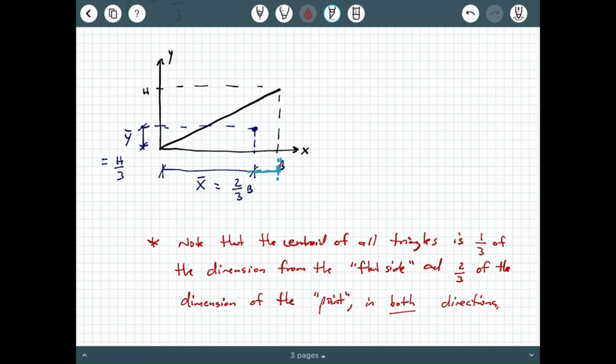So if we take a look at this, we say X bar is 2/3 of B from the point of the triangle. And so that would mean it's 1/3 back here. If you wanted to populate this dimension line, this would be B over 3 because it's 1/3 of the dimension from the flat side, right? And then in the other direction, same kind of thing. If you look at Y bar, it's H over 3 from the flat side in the Y direction, or it would be 2/3 of H from the point up here.